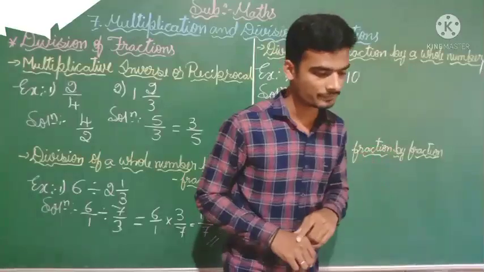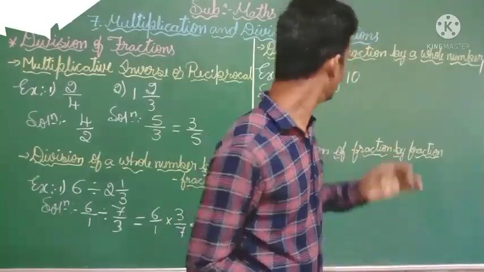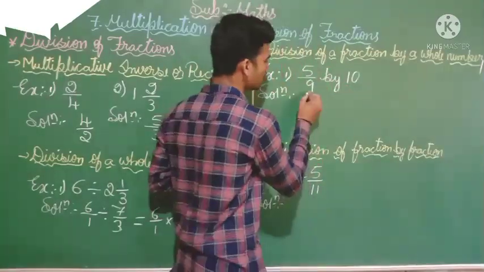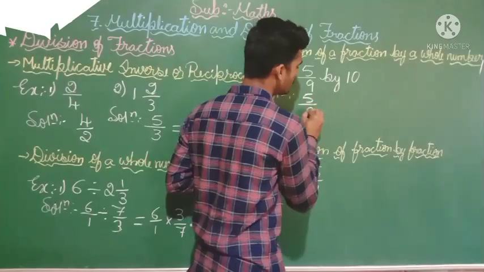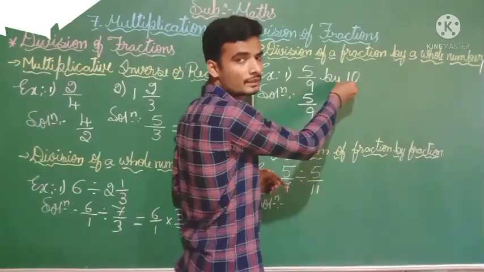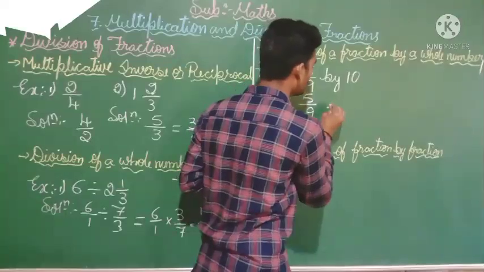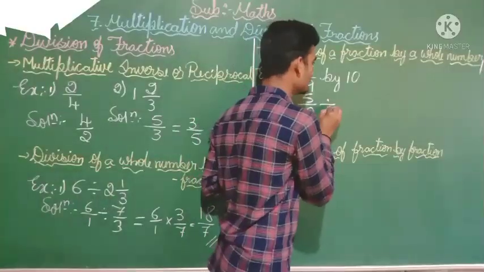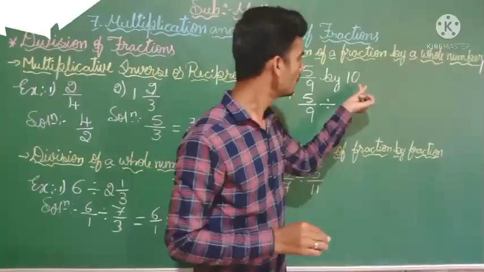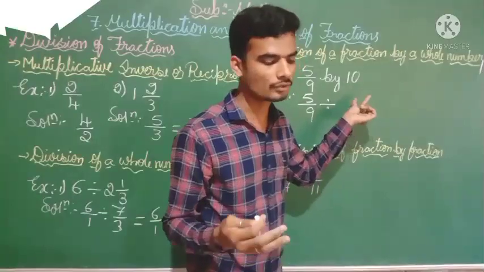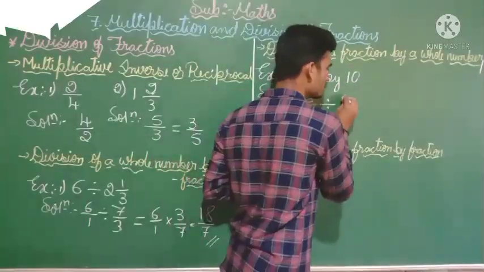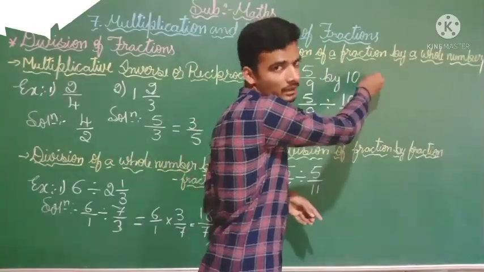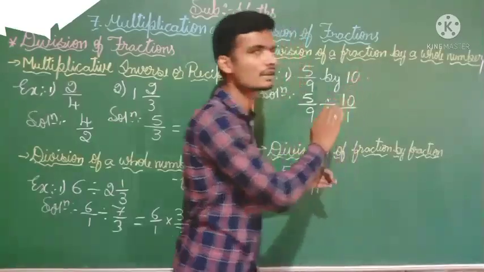They have given: divide 5 by 9 by 10. I have taken this fourth question. So what do we have to do? First 5 by 9 you have to write as it is. In place of "by", we have to write the division operation. Then we have to write this whole number as a fraction. How to write this whole number as a fraction? That is 10 by 1. For the denominator we write 1 for whole numbers. You have to remember this, you should not get confused.